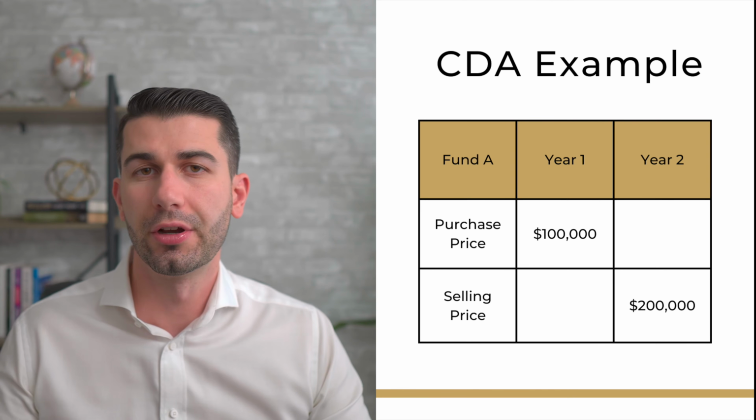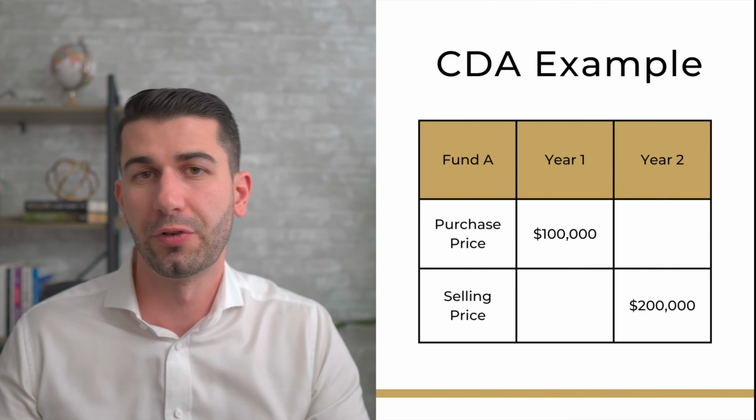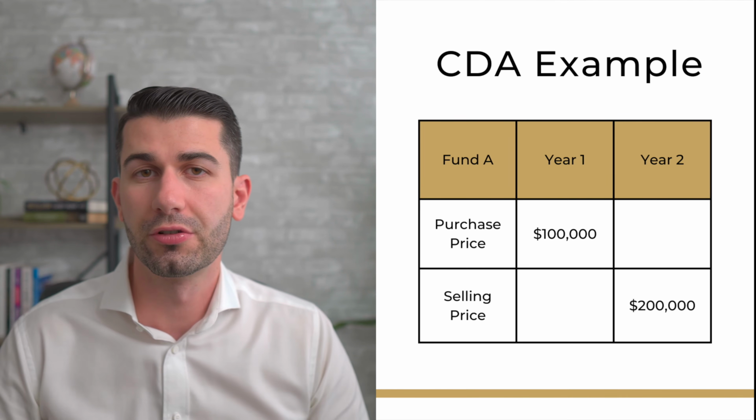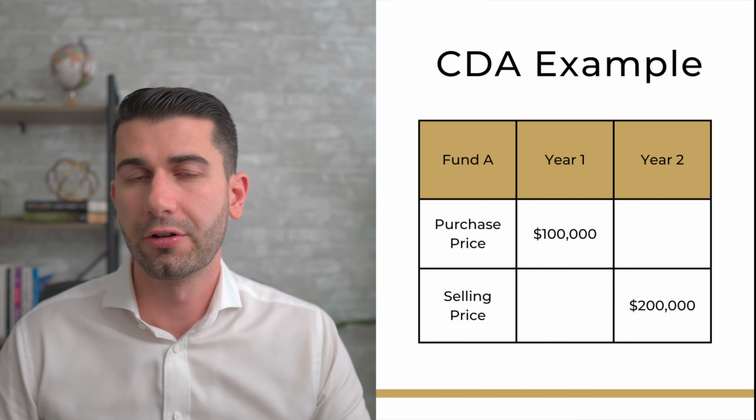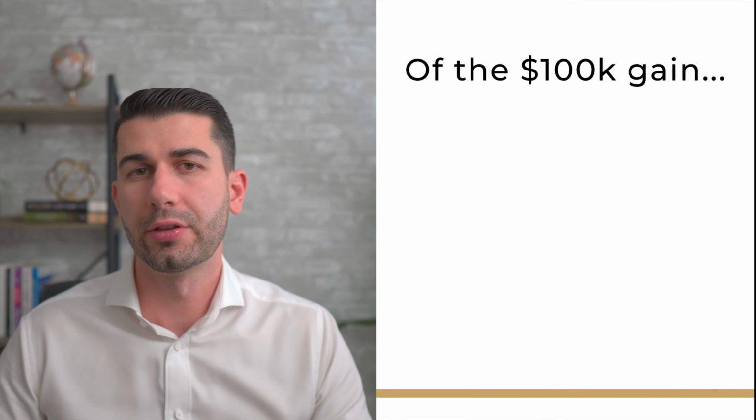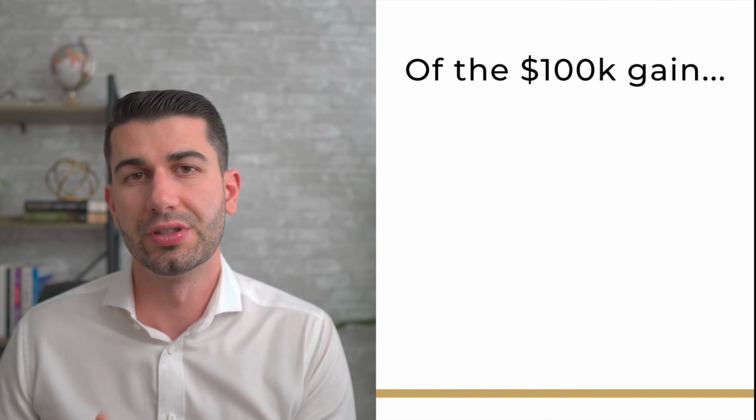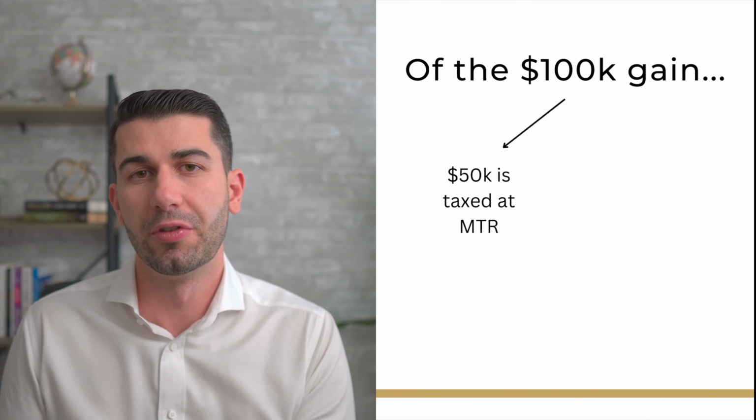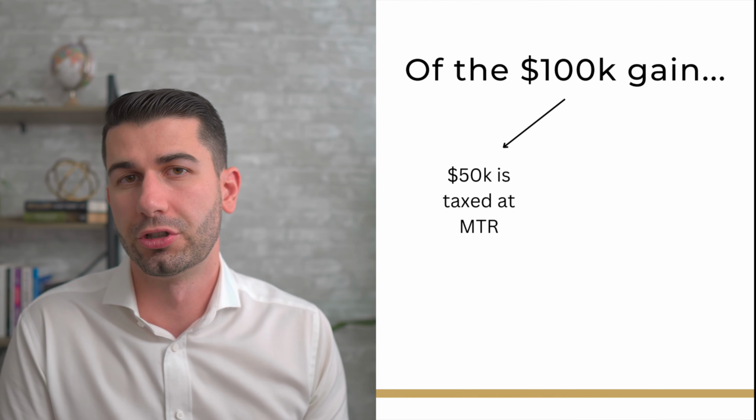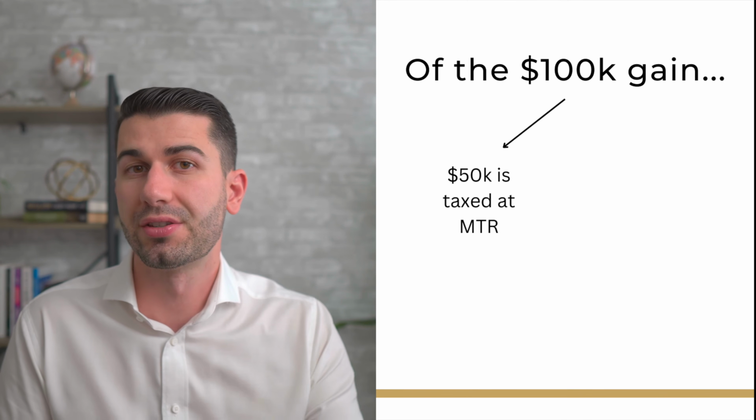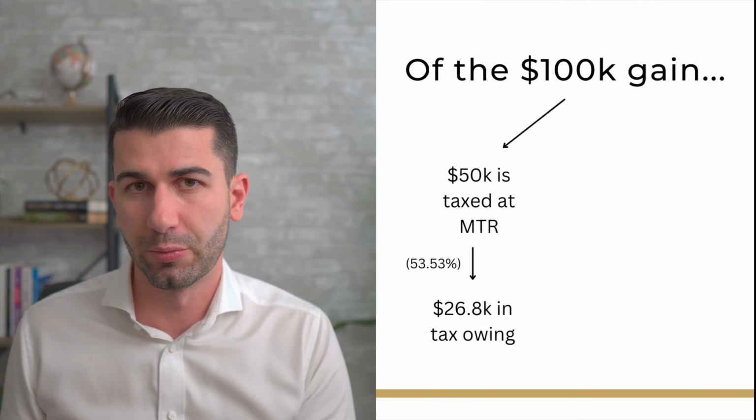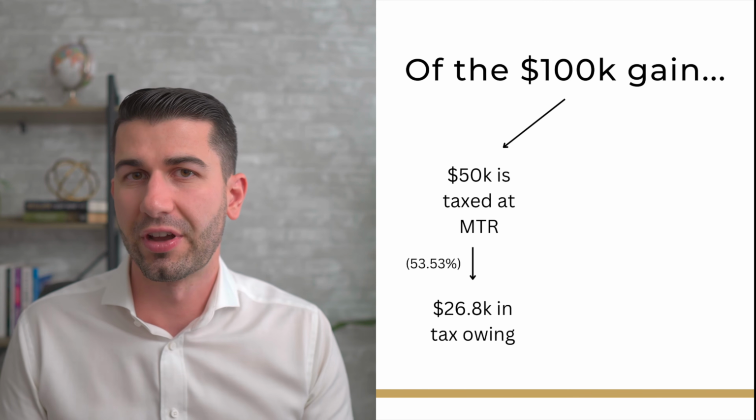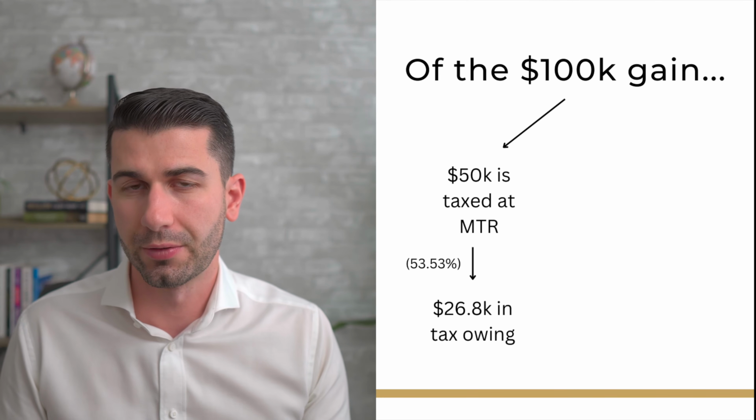And now this year, for simplicity's sake, this fund has gone up to $200,000 and you decide to sell out. Well, what you have is a $100,000 capital gain. And how that's taxed inside your corporation is that 50% of the balance is taxed at the corporation's marginal tax rate for passive investments, which in Ontario is 53.53%, basically making an effective tax rate of 26%.